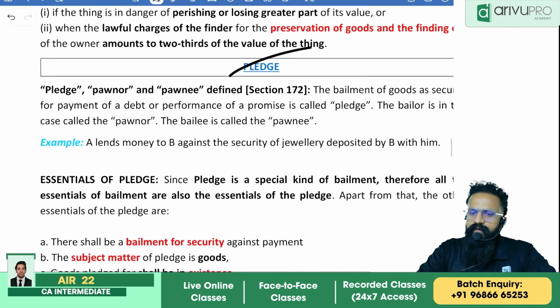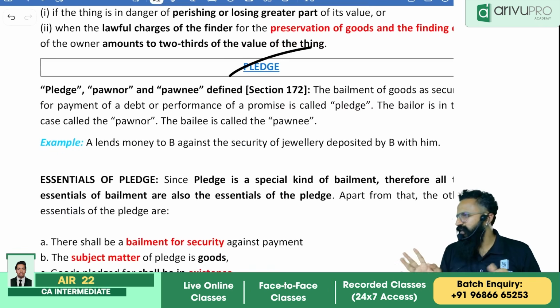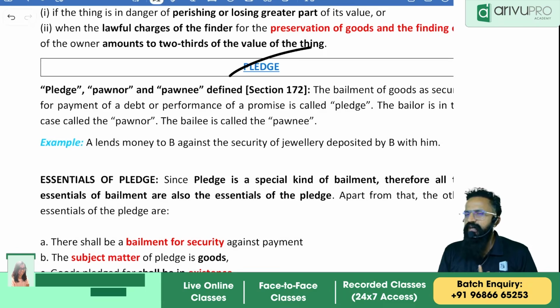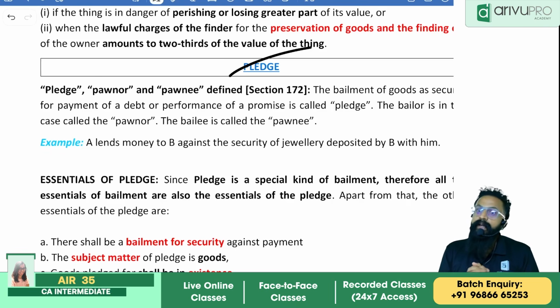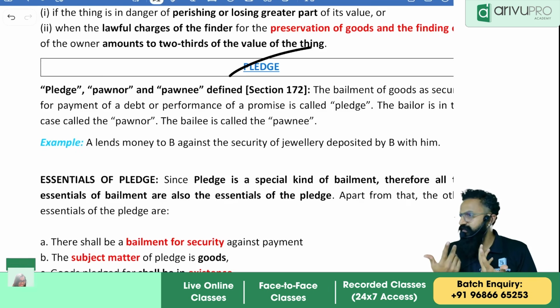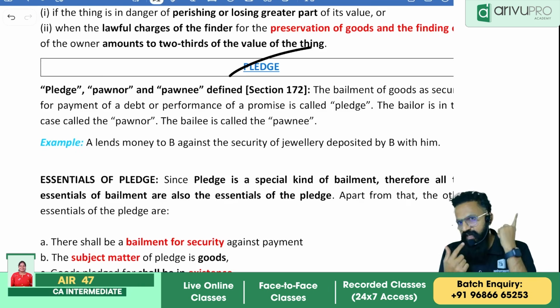The last one is pledger. Pledger duties and all will be the same, but the only thing you need to remember is that in a pledge, there are two parties, pledger and pledgee. Pledge is always a bailment for security, that's the definition. It's a bailment for security.